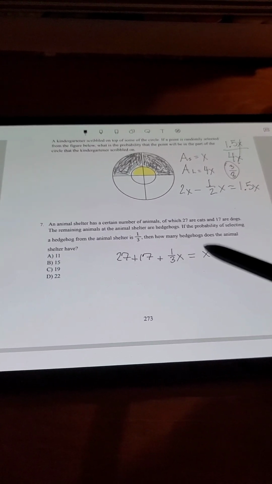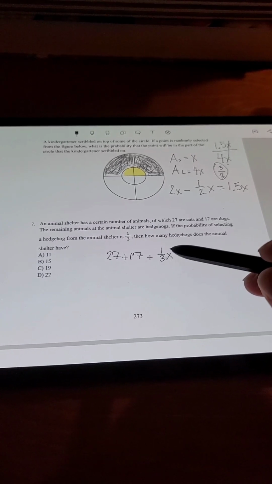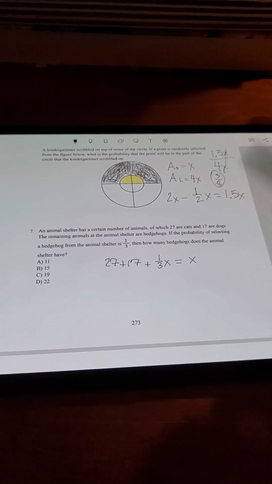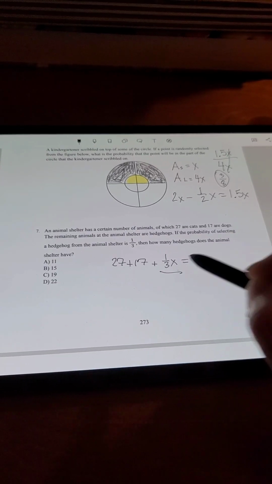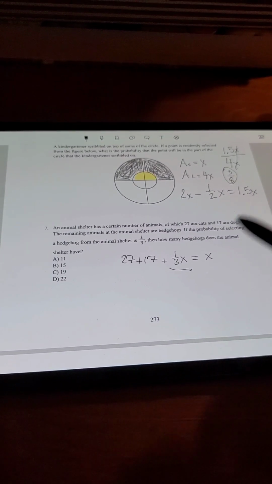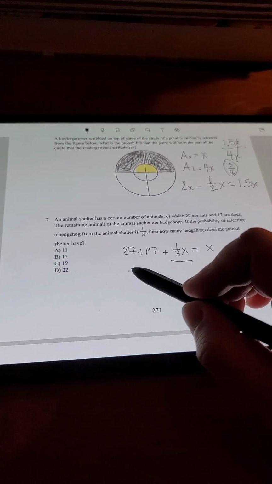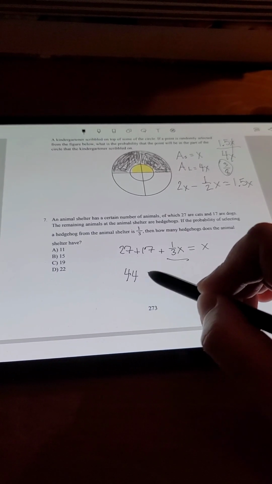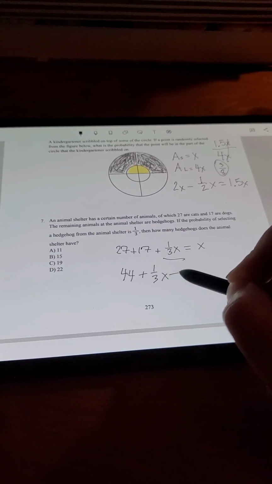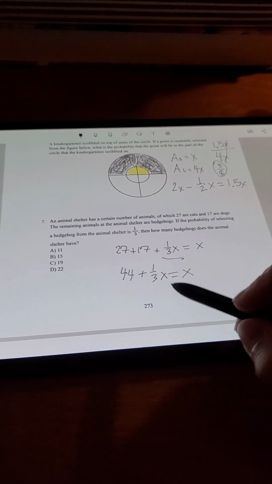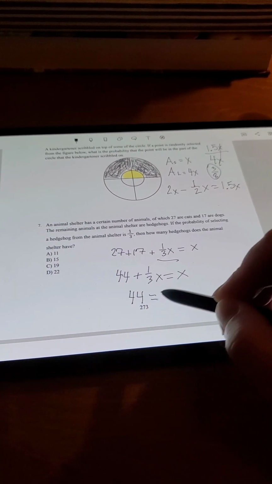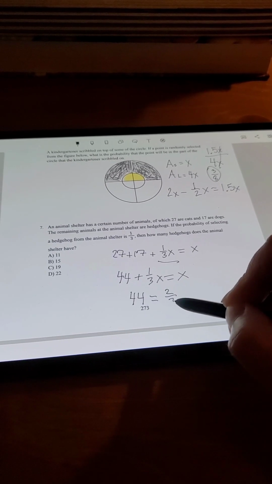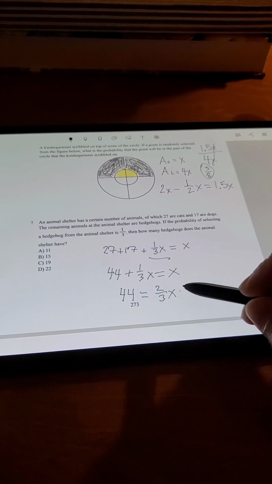And then once I have X, I can obviously plug that in over here to find 1/3 of X to find the number of hedgehogs. So essentially we're finding X and then plugging it in here to get the answer to the question. So let's do that. So we have 44 plus 1/3 X is equal to X. Now I'm going to subtract 1/3 X from each side, and that's going to be 44 is equal to, and then that's going to leave 2/3 X over here.